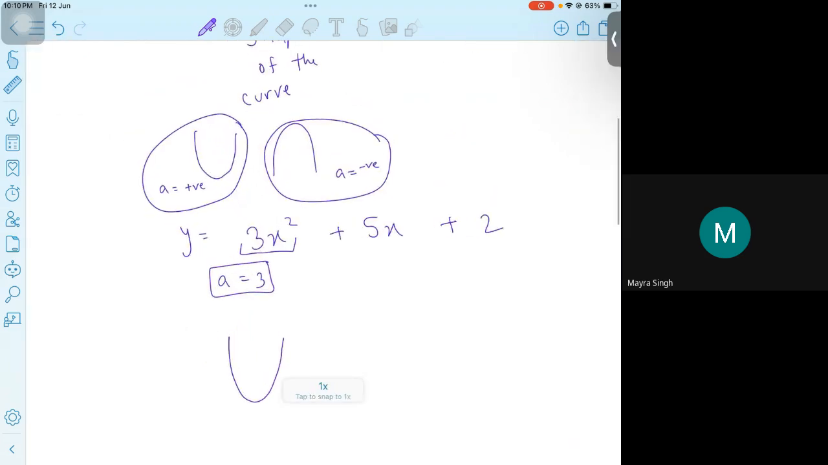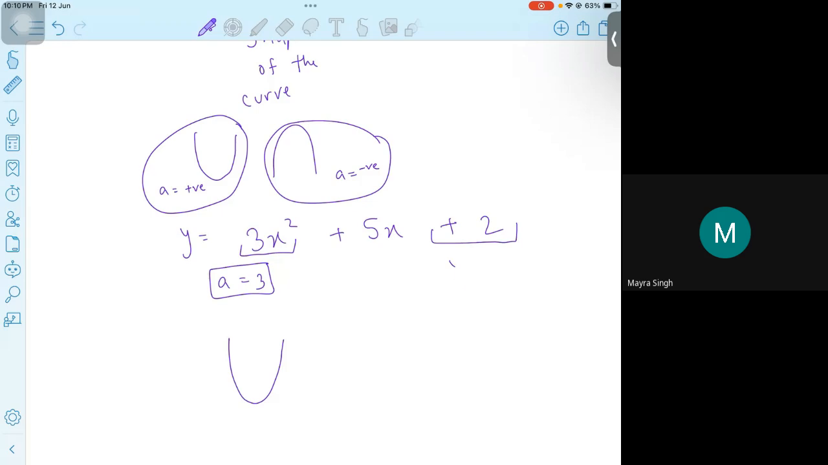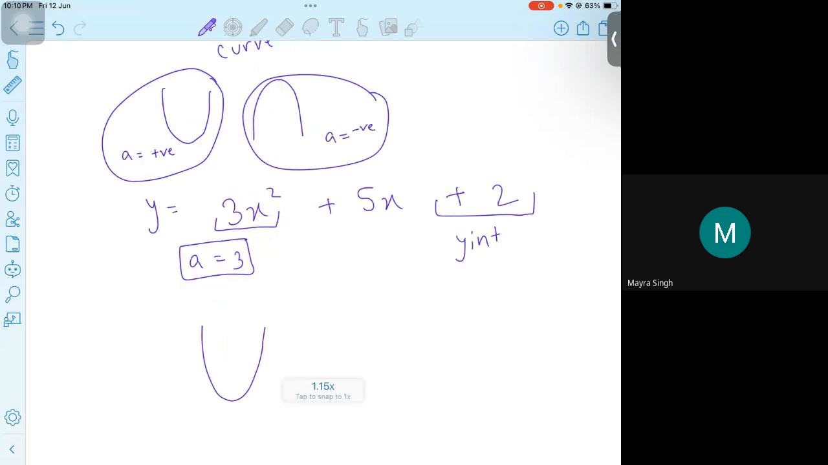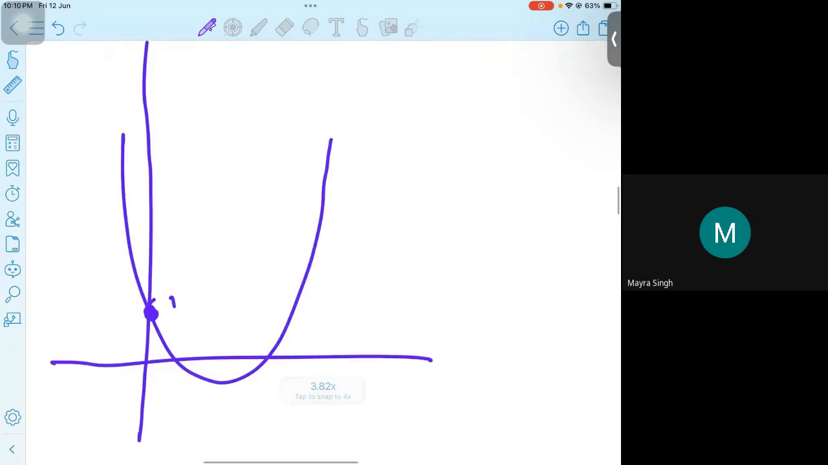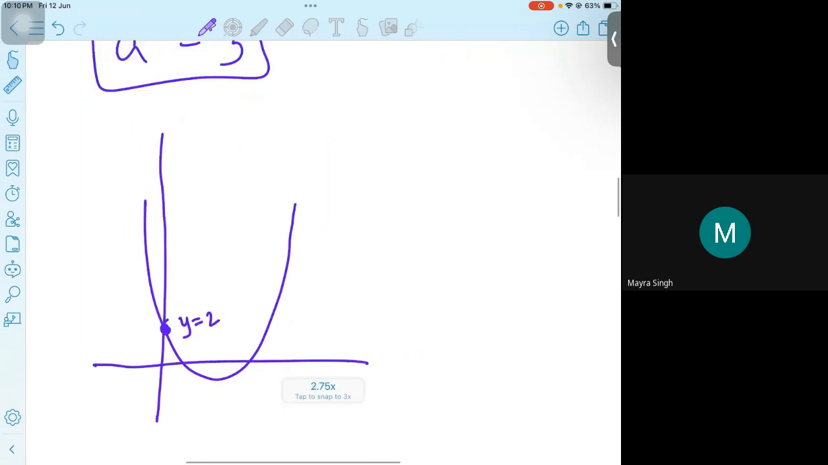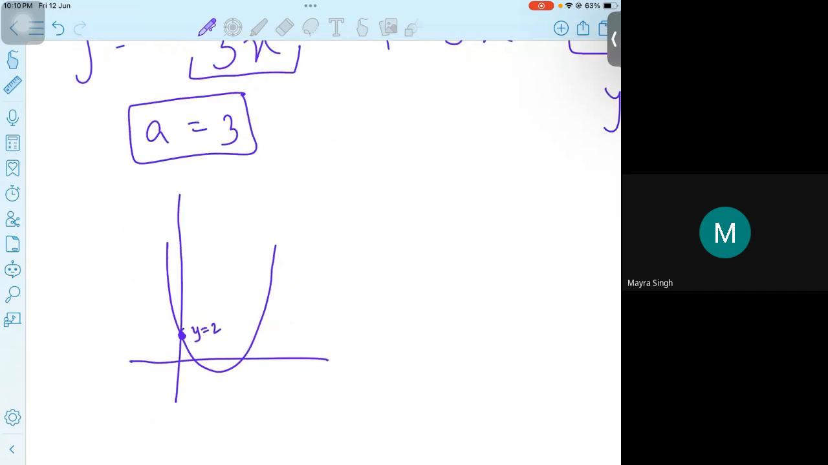The second thing that this equation tells me is this plus 2 is the y-intercept. So that means when I'm intercepting the value of, or the y-intercept, this point is going to be y equal to 2. I hope that makes sense to you. So if this is the axis of y and this is the x-axis, the curve is going to intersect the y-axis at y equals 2.